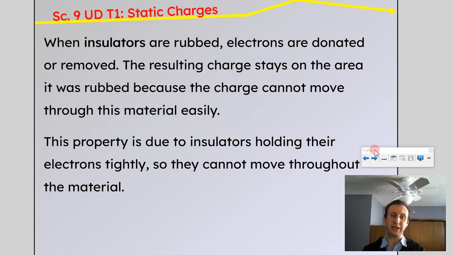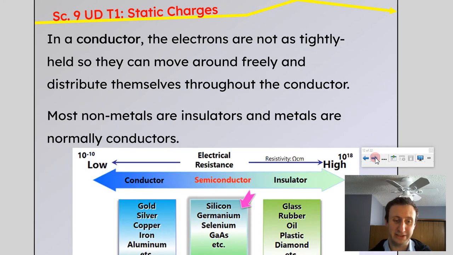So electrons are donated or removed, but they do not move. They stay on the area it was rubbed, because the charge cannot move through this material easily. This property is due to insulators holding their electrons tightly so they cannot move throughout the material. When you make a balloon staticky, balloons are insulators or rubber, right? And you'll notice that the charge actually just stays on the one part of the balloon. It doesn't go through the whole balloon. It stays to whatever side was actually rubbed. And that's because the electrons cannot move around in the balloon. It is an insulator. The electrons are where they are. So insulators do not allow electrons to move easily because they are held very tightly by the insulator itself.